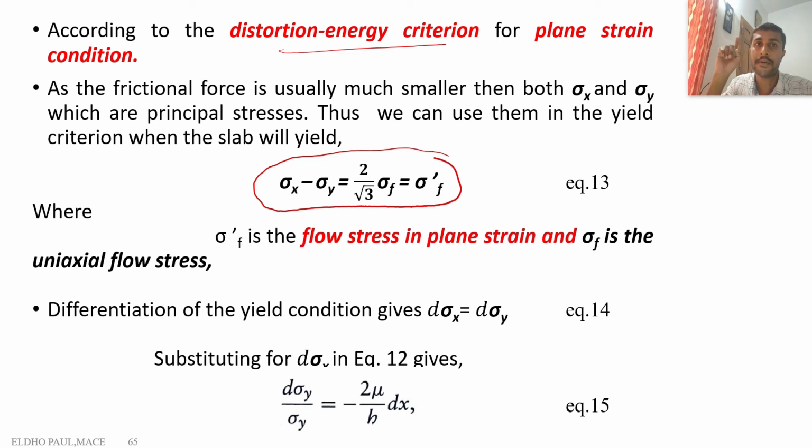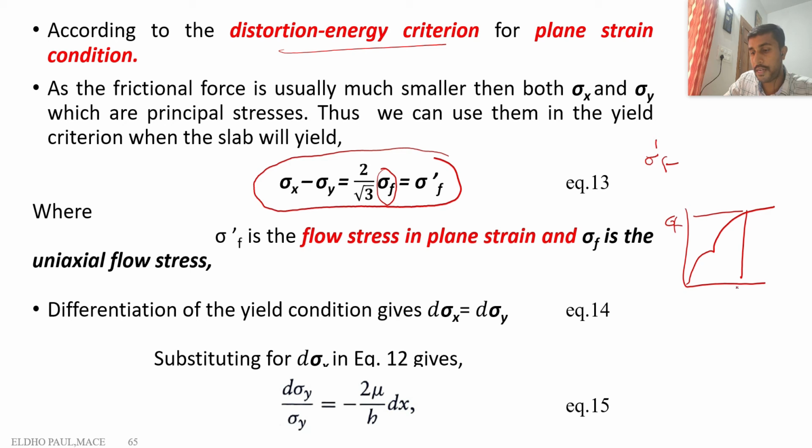Sigma f is the flow stress of the material, that is the amount of stress required for the deformation of the material for a particular strain. 2 by root 3 sigma f can be written as sigma dash f. So in a plane strain condition, sigma dash f is the amount of stress required for the deformation. That is the flow stress corresponding to plane strain condition. This sigma f is the flow stress corresponding to uniaxial tension, sigma f corresponding to epsilon 1. But in the case of plane strain, sigma dash f is the amount of stress required for the deformation.